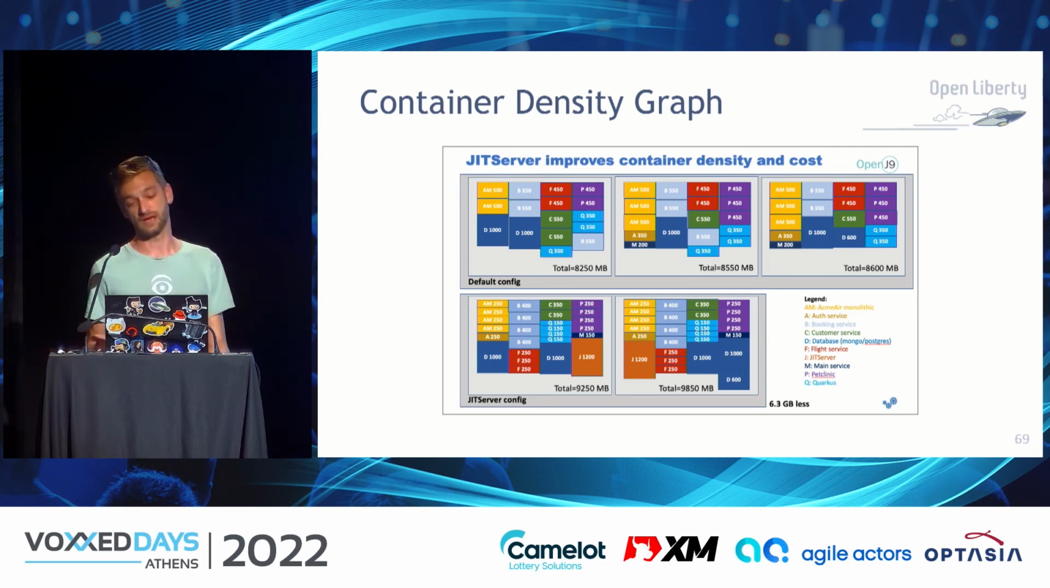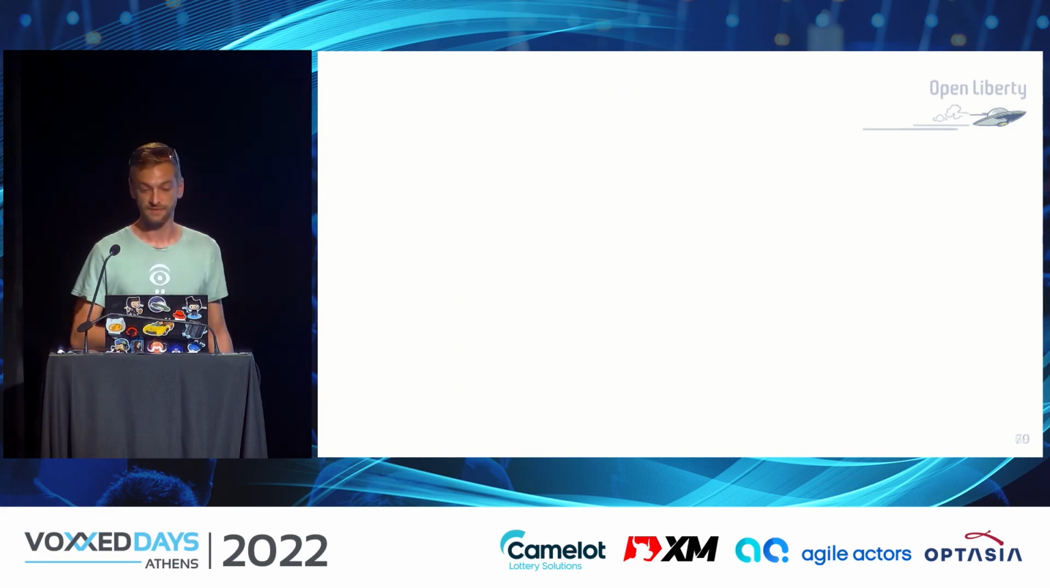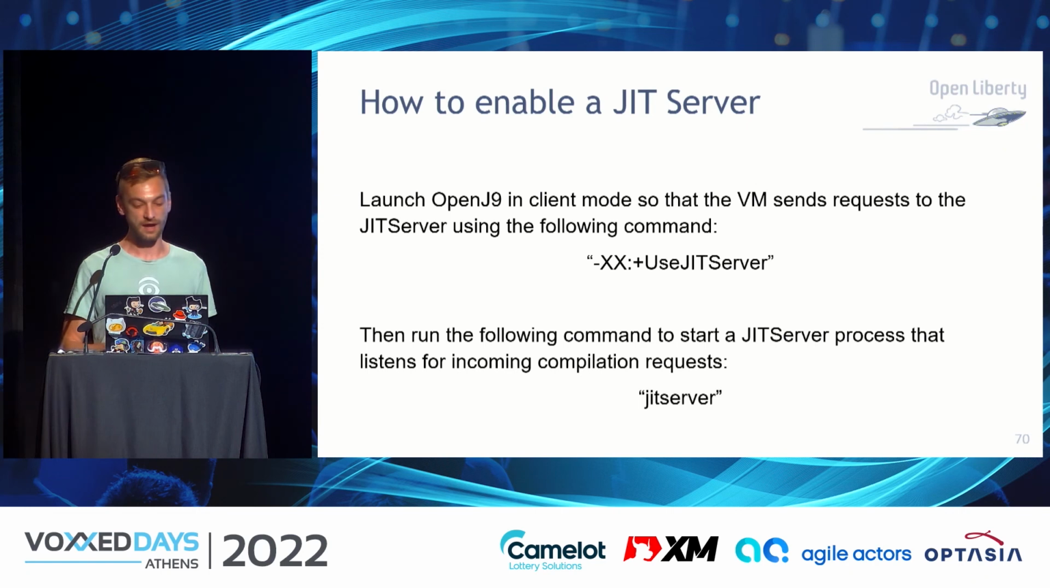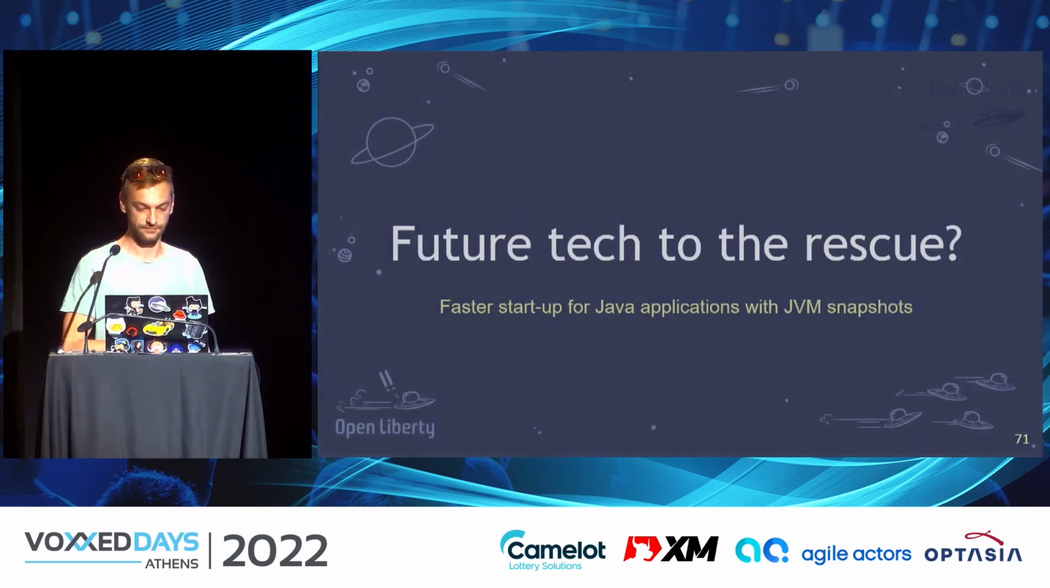And if you want to find out any more information about this, just let me know and I'll point you to the research. It's very, very simple to enable. Again, you just need to use the following command to start the JIT server, and then to connect to your JIT server, you can use the other command to point it to that. So very simple to get started with.